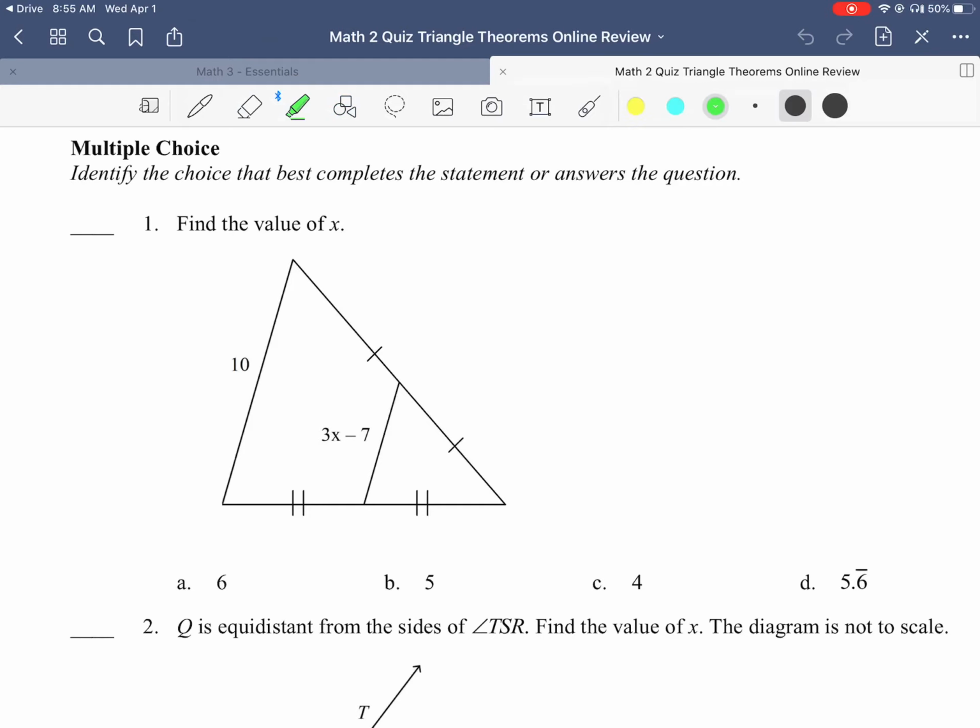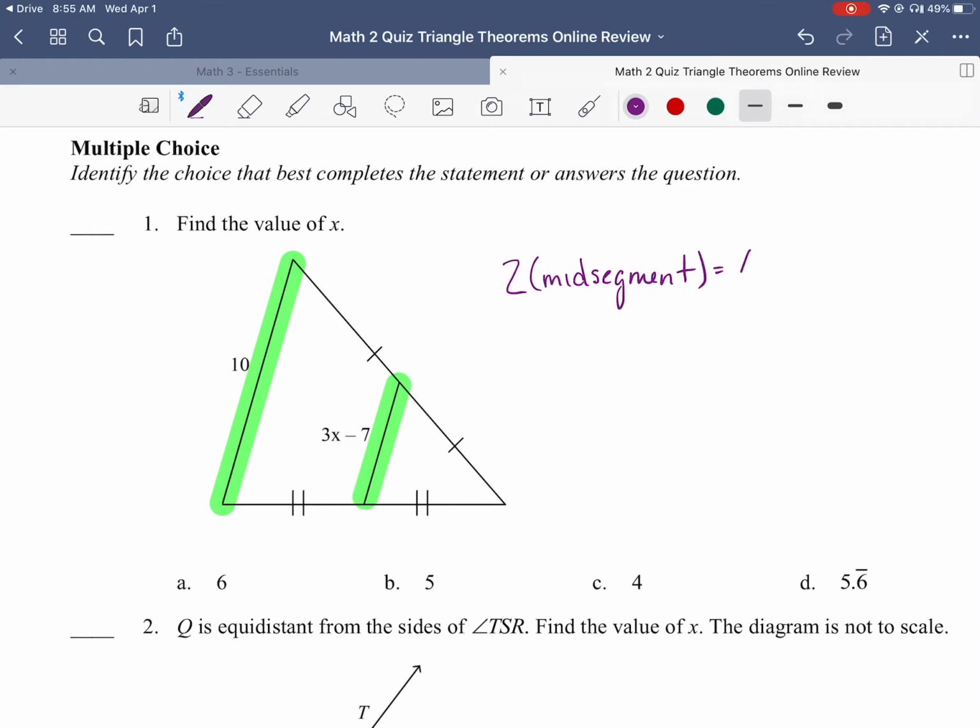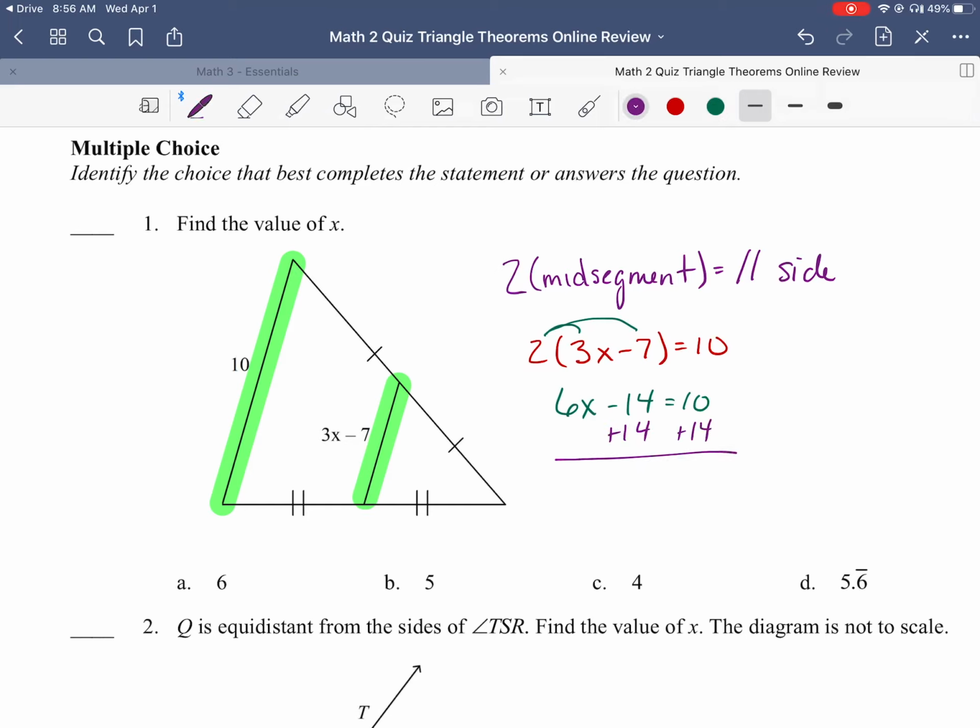All right, so notice in this picture, this segment is a mid-segment. To find mid-segments, we do 2 times our mid-segment equals the parallel side. So in this case, we have 2 times (3x minus 7) equals 10. We distribute, and we have parentheses, so 6x minus 14. Add 14 to both sides, 24, and divide by 6.